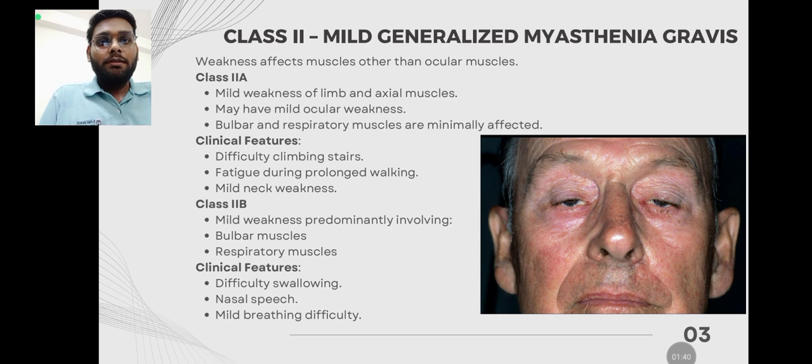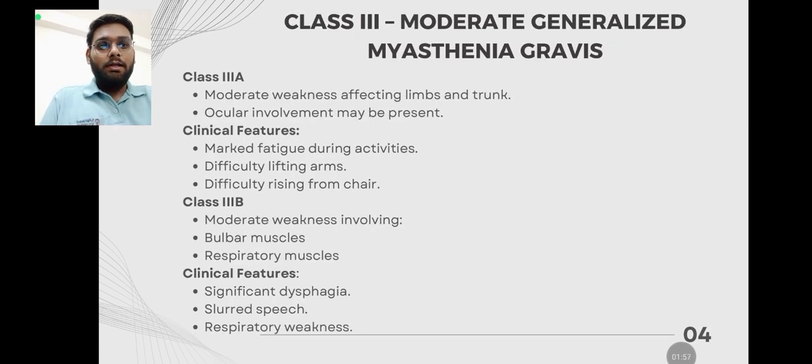Next, class 2B: mild weakness predominantly involving bulbar and respiratory muscles. The clinical features of these are difficulty swallowing, nasal speech, and mild breathing difficulties. Then class 3, moderate generalized myasthenia gravis. Class 3A: the clinical features are marked fatigue during activities, difficulty lifting the arm, and difficulty rising from a chair.